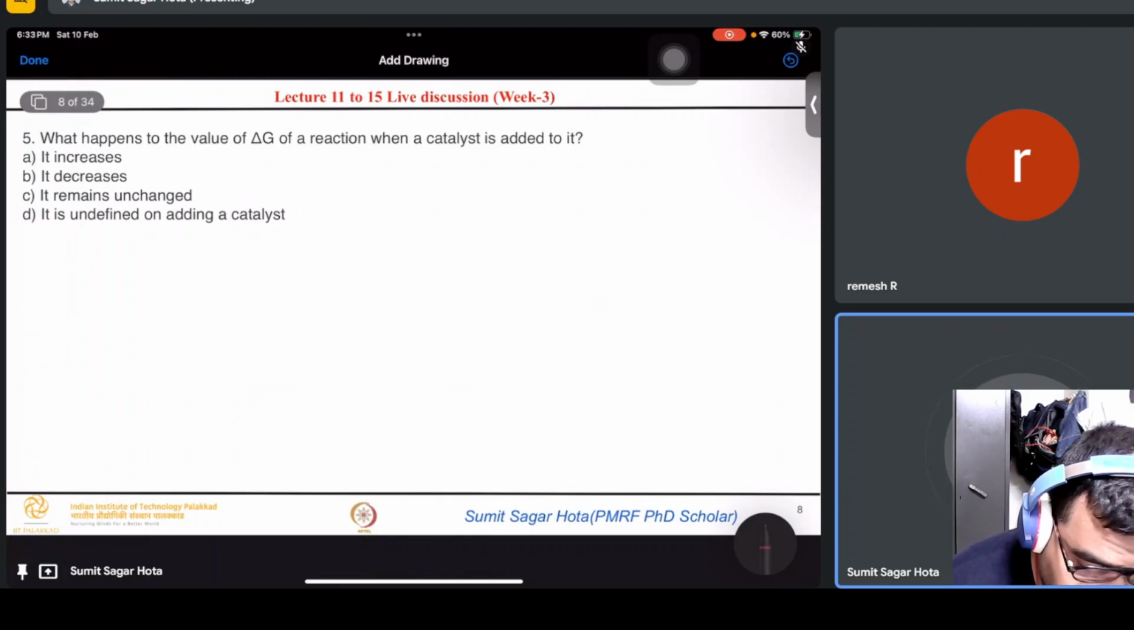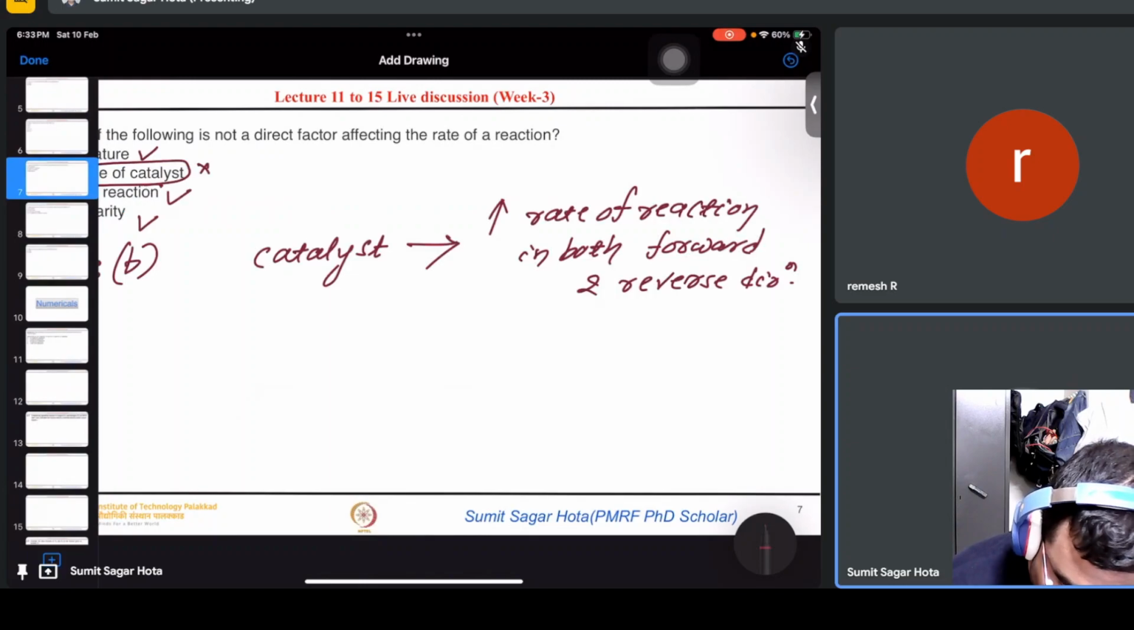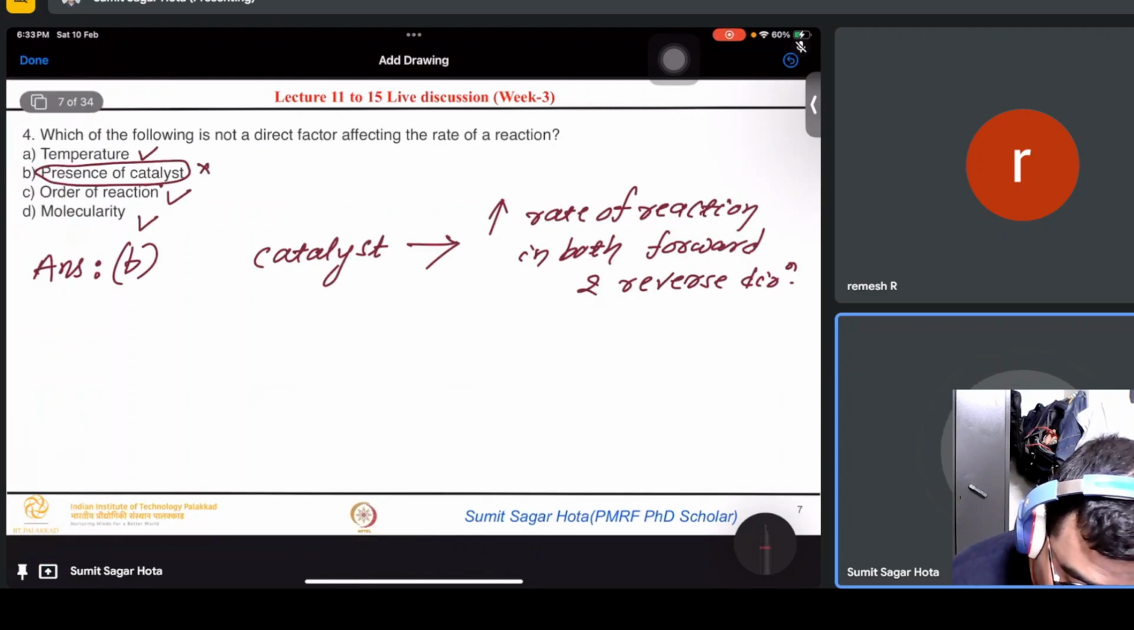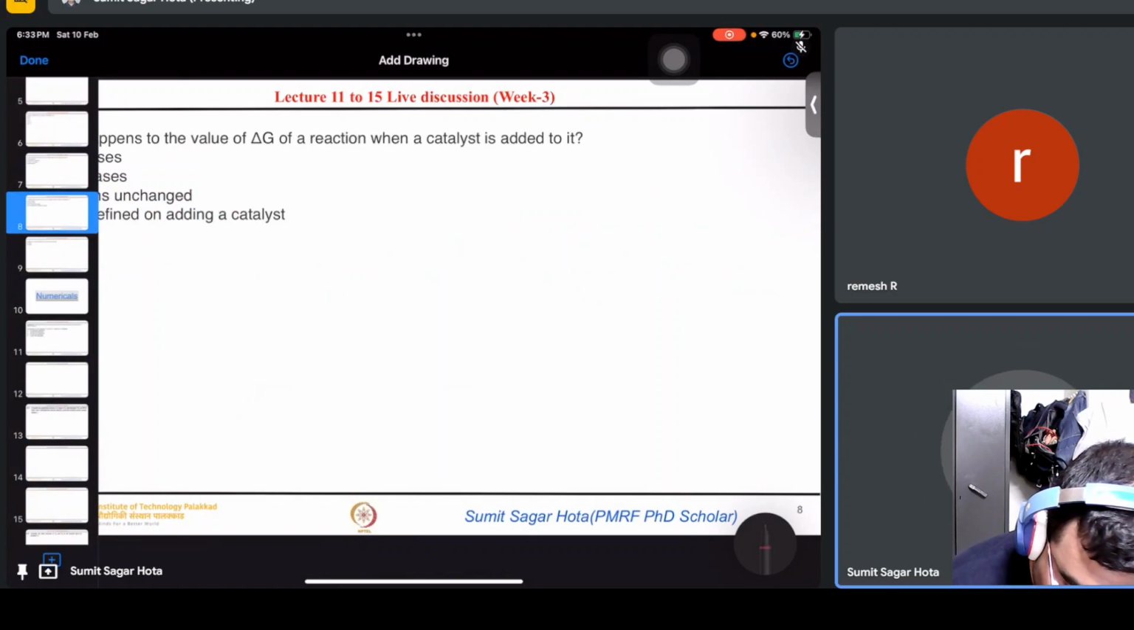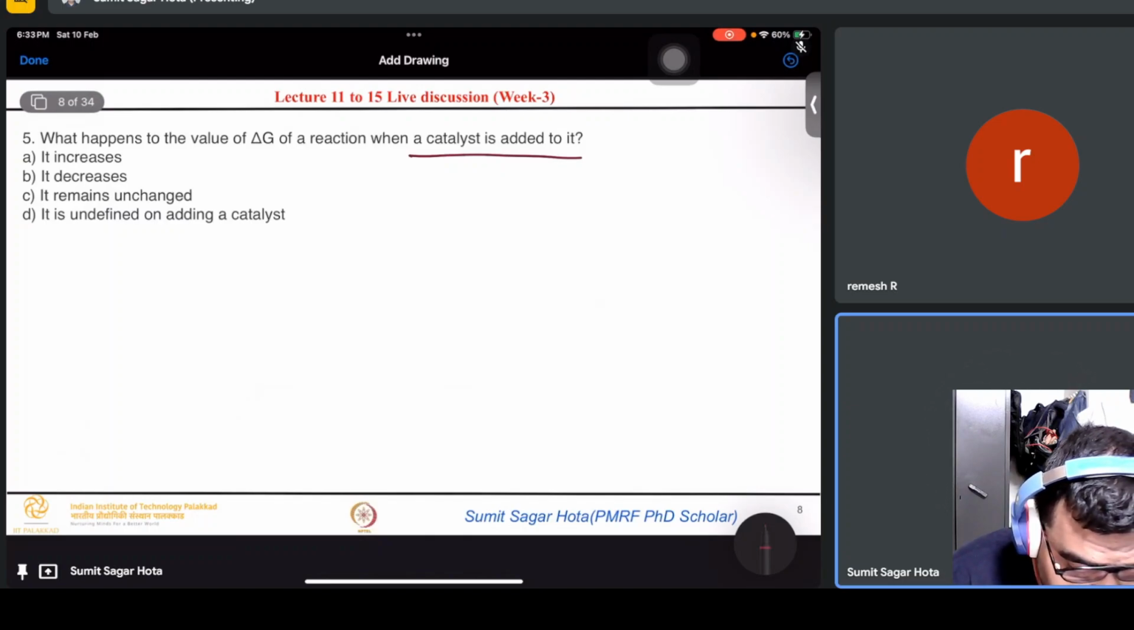What happens to the value of delta G of a reaction when a catalyst is added to it? Here the major rule is that the catalyst is taken into consideration. I already told you catalyst having no use, the presence of catalyst having no use. Same thing you can apply here also. Here they are telling when catalyst is added, catalyst has no role anywhere in the combustion reactions. So basically when the catalyst is added, no change. So going to C.